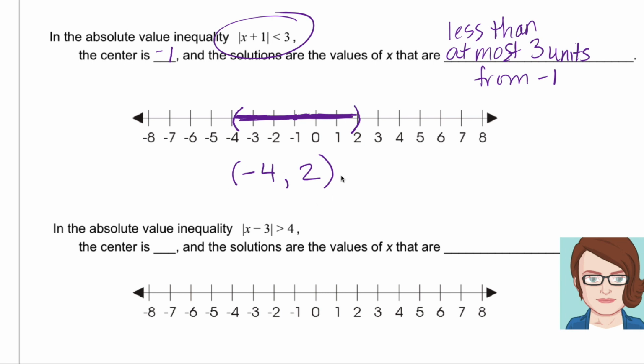So we use interval notation. Another example, in the absolute value of x minus 3 is greater than 4, we see that the center is +3. And here we want to think about all of the solutions that are greater than 4 units away from 3.